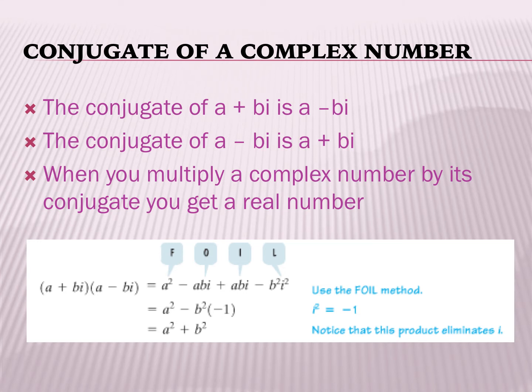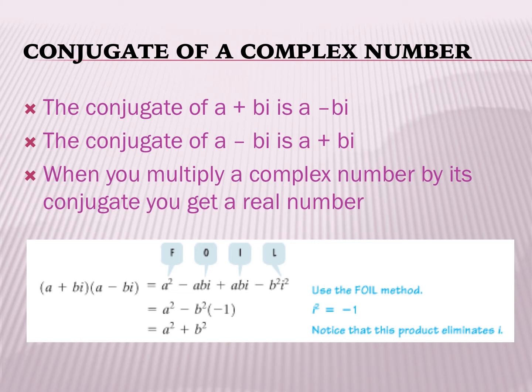All right, the conjugate of a complex number is the exact same expression with the opposite sign between. So the conjugate of a plus bi is a minus bi. The conjugate of a minus bi is a plus bi. Same numbers, opposite sign in between. When you multiply a complex number by its conjugate, you get a real number. The i's will cancel out. The i squared would become a negative 1, and the i's themselves will cancel out.